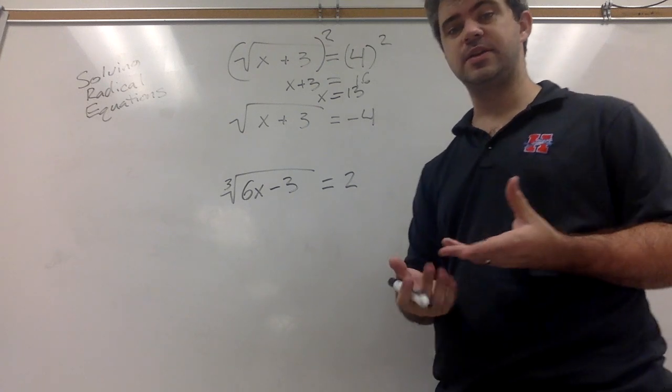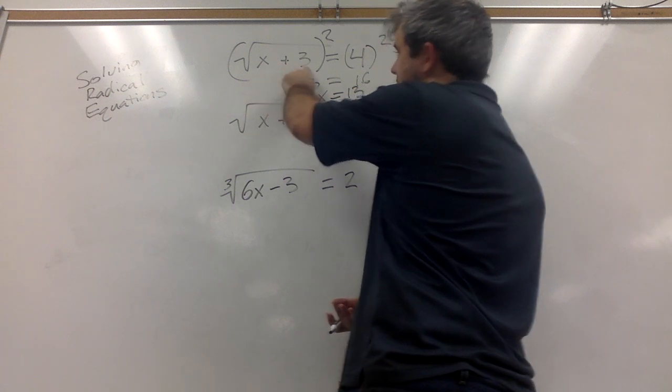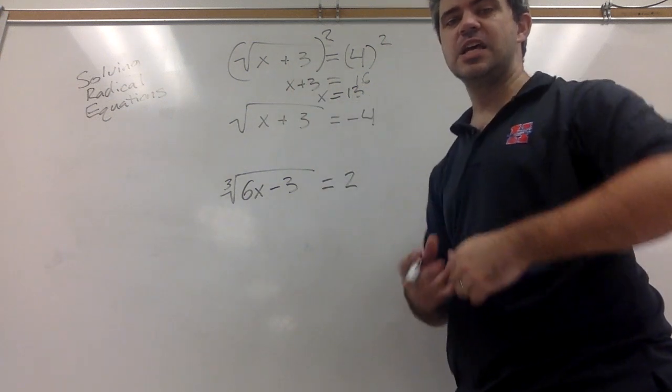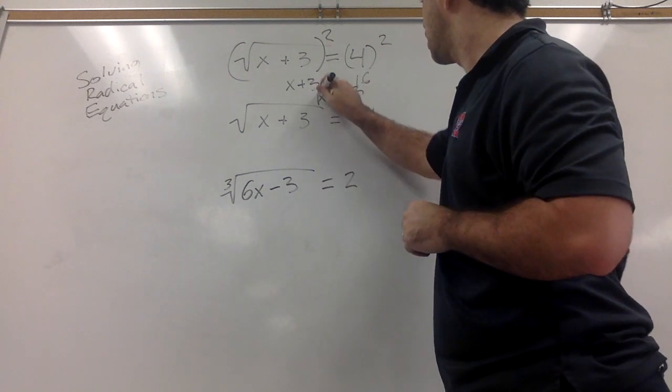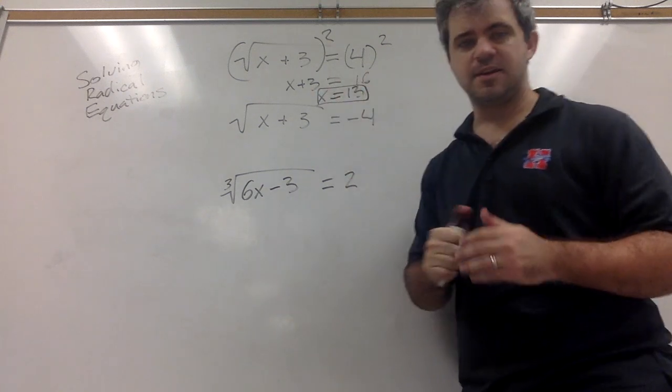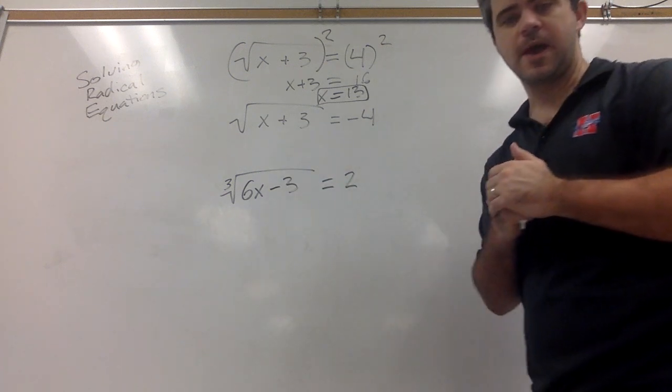Okay. The next step that you need to do, you really need to check these, and we'll talk about why you need to check these in just a moment. But 13 plus 3, that's 16. Square root of 16 is 4, so we are good to go. That is a valid solution here. Let's try another one, okay?